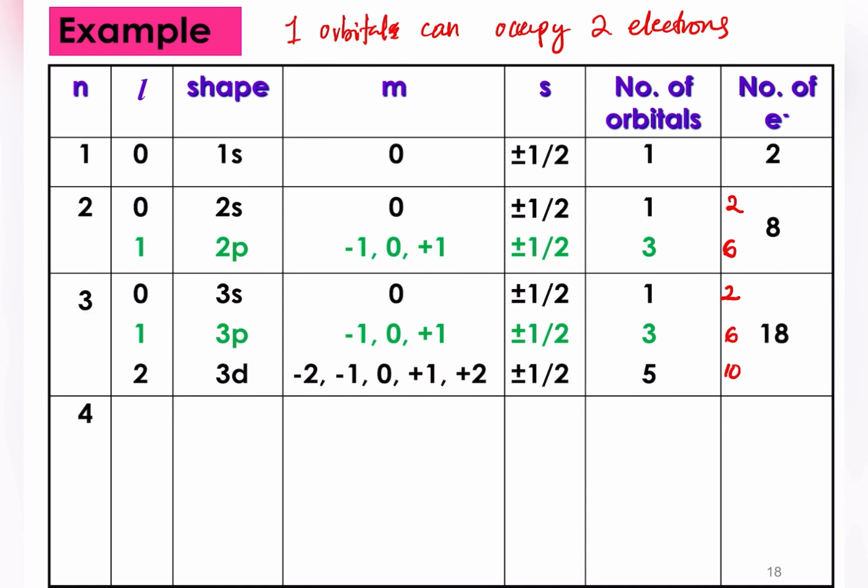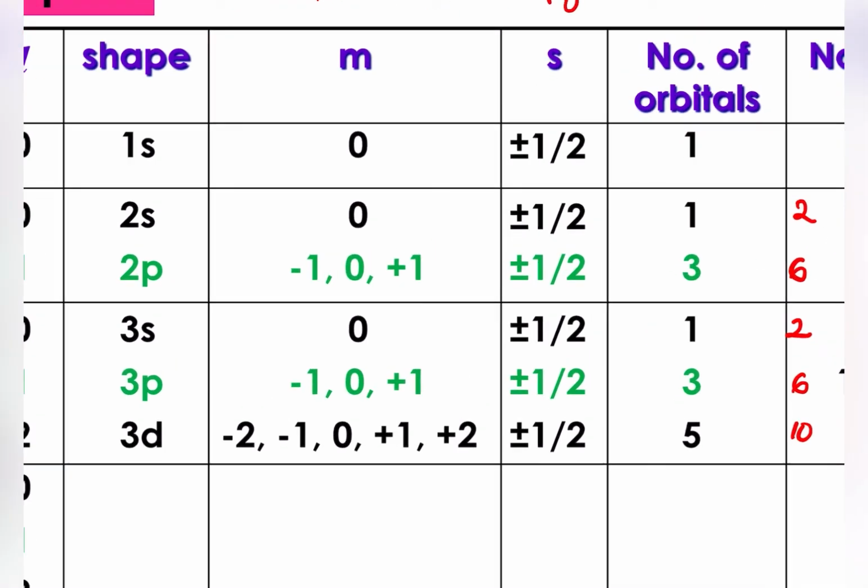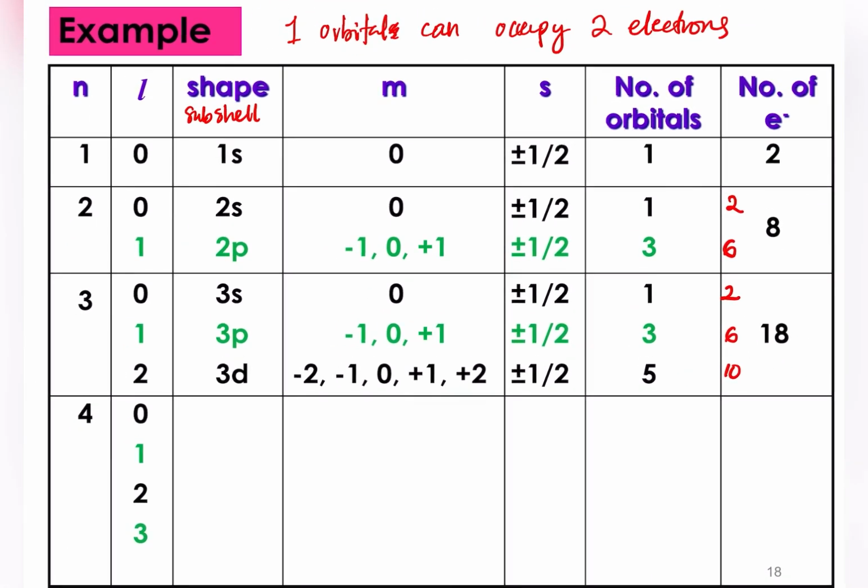So let's try one more example. I have n equals 4. So my L value is going to be 0, 1, 2 and 3. Sebab L mesti less than n. Dan seterusnya I have my shape ataupun saya punya subshell. So ini sama sahaja dengan subshell. So my subshell here akan jadi 0 adalah 4s, 1 adalah 4p, 2 adalah 4d and 3 adalah 4f.